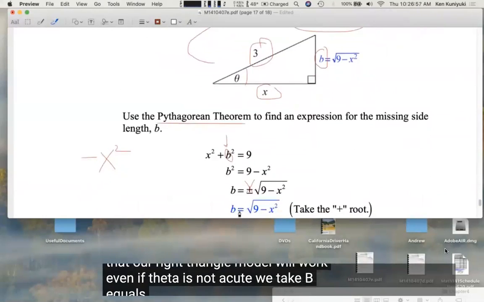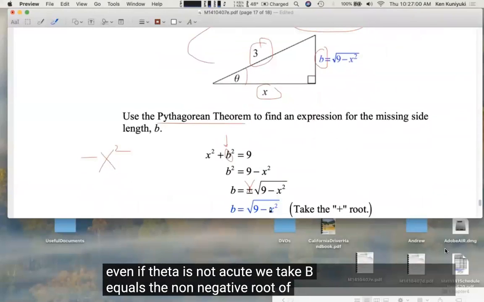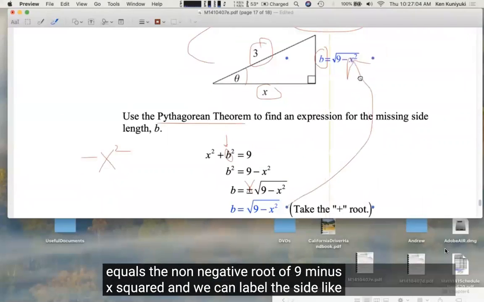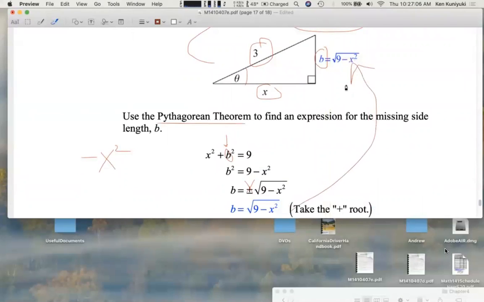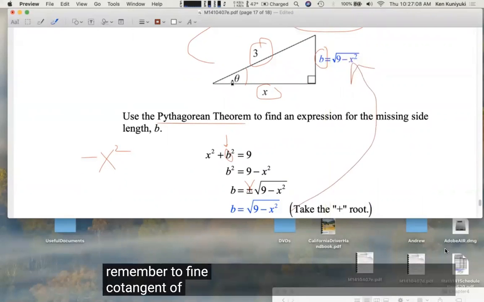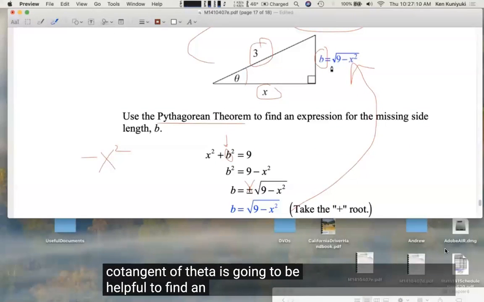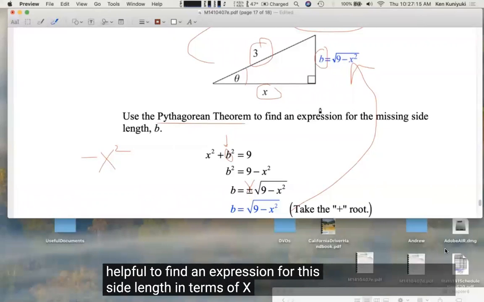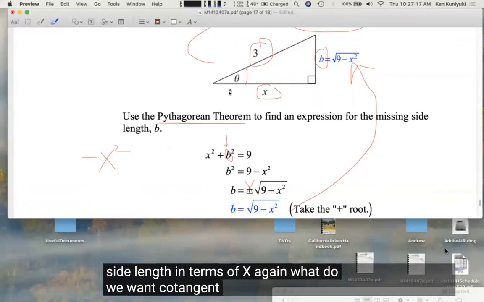We take b equals the non-negative root of 9 minus x squared. And we can label the side like so. Remember, to find cotangent of theta, it's going to be helpful to find an expression for this side length in terms of x. Again, what do we want? Cotangent of this angle theta.